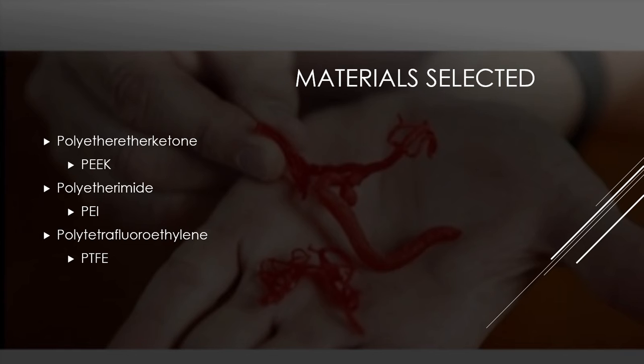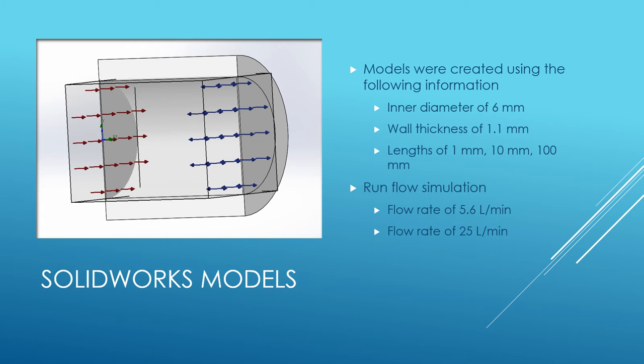The last material used in this project is polytetrafluoroethylene, or PTFE. PTFE is a polymer material that is able to provide resistance to any kind of chemical damage and also has a low coefficient of friction. It is also able to promote cell growth, such as fibroblast and endothelial cells, just like PEI.